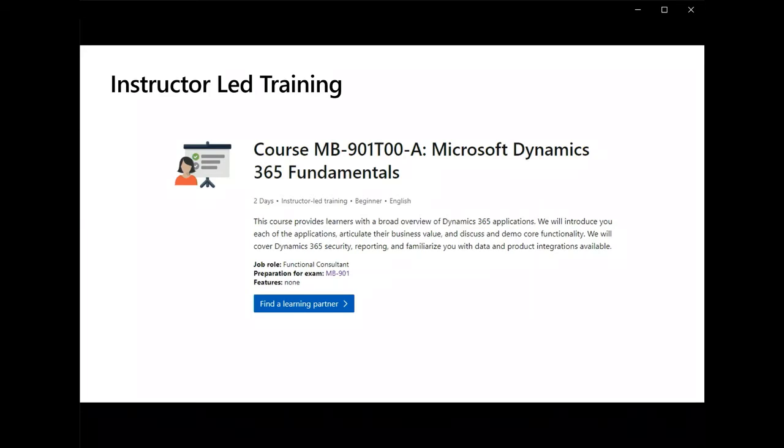So if you were to go through the learning path, you'd be in a good place to take the exam. The other way is through instructor-led training, and you can get to this page from the exam page. If you go in the exam page, you'll scroll down, you'll see the link to the learning path on Learn, and also you'll see how to learn through instructor-led training.